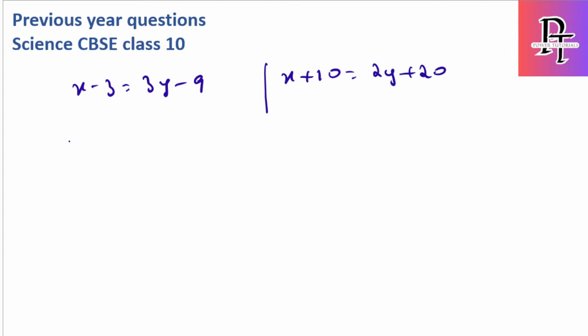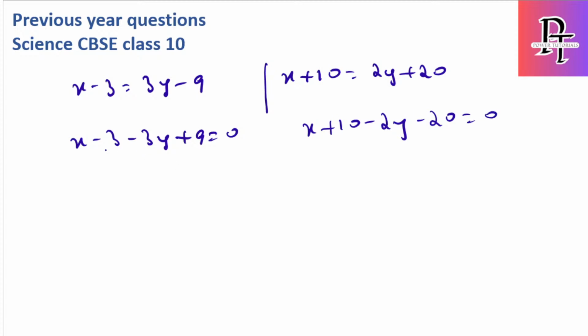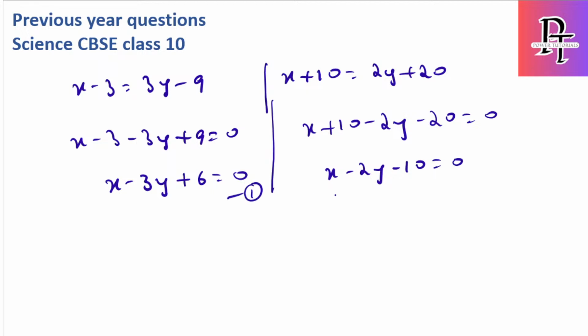So just move everything to one side. This becomes x minus 3 minus 3y plus 9 is equal to 0, whereas here it will be x plus 10 minus 2y minus 20 is equal to 0. So this I can write x minus 3y minus 3 plus 9 becomes plus 6 is equal to 0, whereas here x minus 2y minus 10 is equal to 0. So this is 1 and this is 2. If you notice, the x coefficient is the same in both the equations. So simply I will perform 1 minus 2.